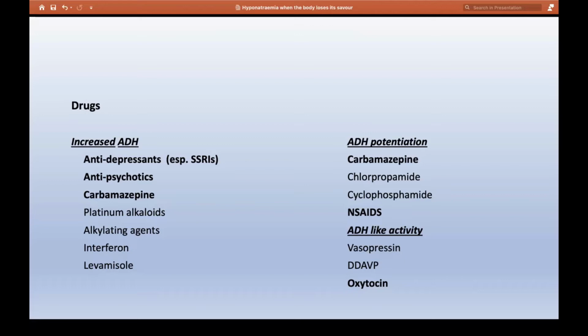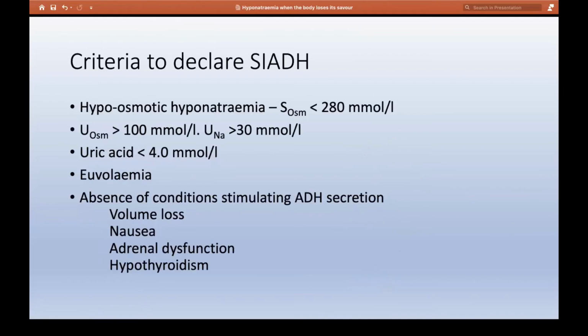If you can remember your physiology, oxytocin as well as vasopressin are synthesized in the hypothalamus together. They have a similar moiety, they are transported into the posterior pituitary, and they get released by the posterior pituitary. So oxytocin has an ADH-like activity. That's how postpartum mothers could have hyponatremia and water intoxication.